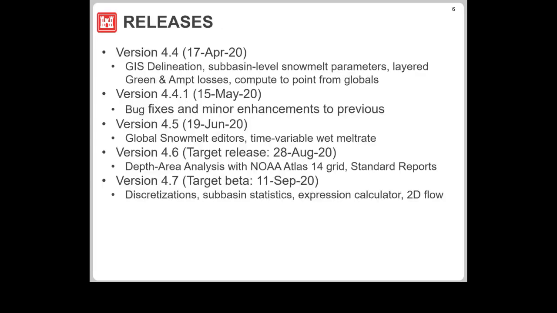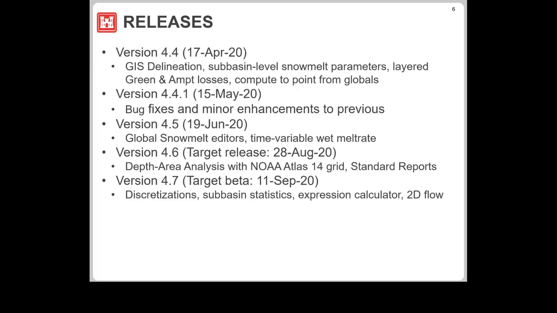All right, so here's just an overview of some of our releases since 4.4. And I put some features in there, obviously not all of them. If you wanted to see all of them, you could visit the release notes, but this is just kind of the high notes of each release. So in mid-April, release 4.4, after about a year and a half since the previous release, added GIS delineation, which Mike's going to show you today. We also added subbasin level snowmelt parameters, which I know is big in Northwest Division. Layered Green and Ampt losses, you might find that helpful. Computing to point from the global editors, very helpful for calibration.